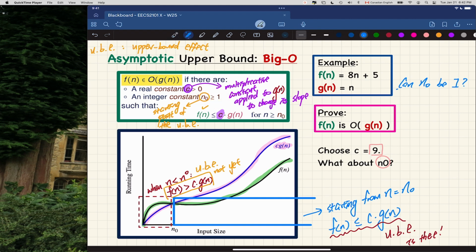All right, so this will be a little test of your understanding so far. Given that I already chose c to be 9, can I choose n0 to be 1? Aha, how come? Yeah, because if you choose n0 to be 1, then g of n will not be bigger. The upper bound effect is not there. Exactly. Okay, guys, I'm going to write it down. Your fellow student was exactly right. The upper bound effect is simply not there.